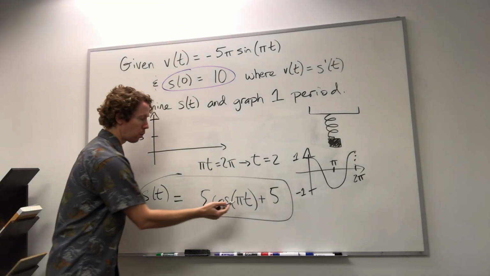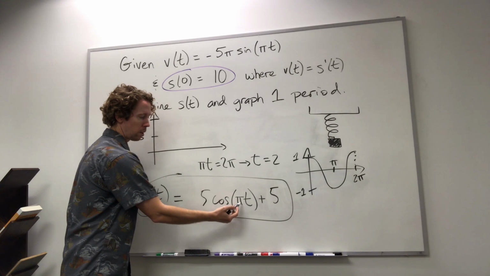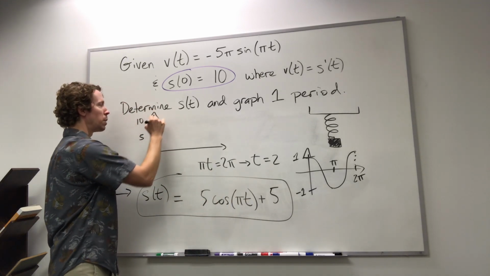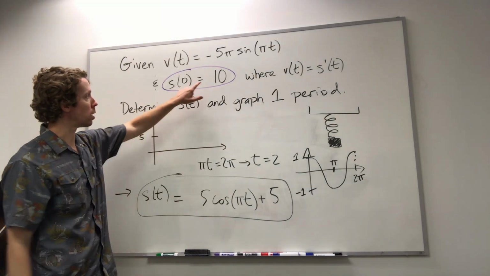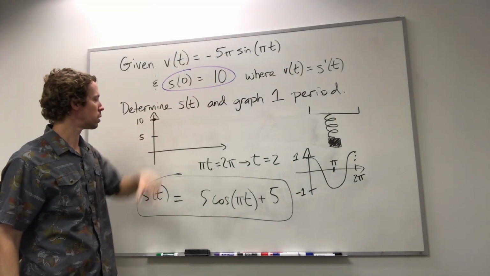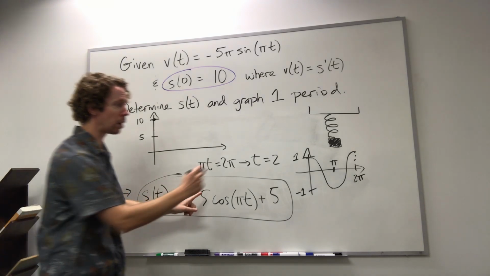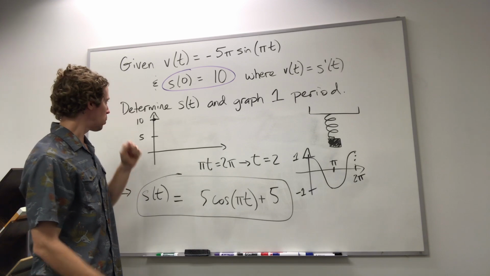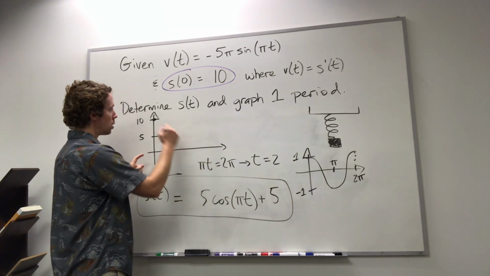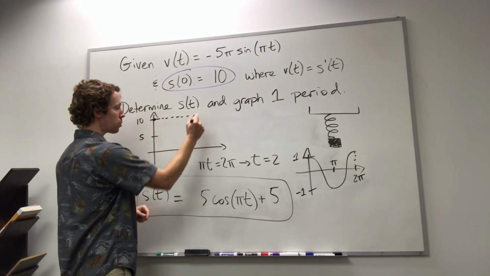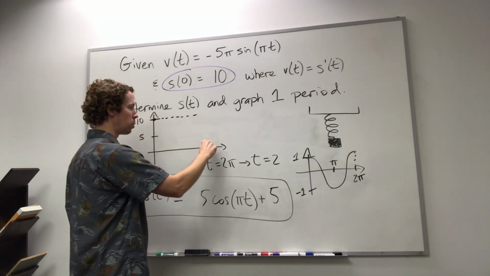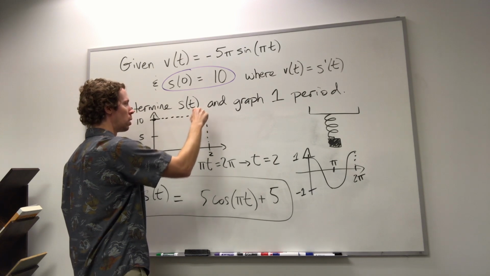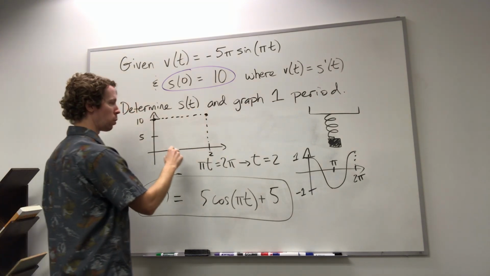And then if I plug in 0 for t, cosine of 0 is 1, 5 times 1 is 5, plus 5 is 10. That starts me here. That's good, that's what I needed. I knew my initial position should be 10. From there, I know the cosine function goes down. It will come back up to a value of 10 once it hits the full period length, which is 2. So I know I'll have a point here.